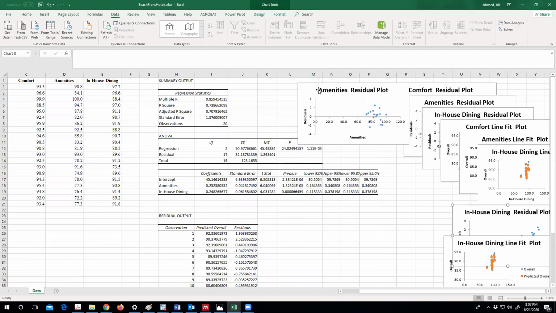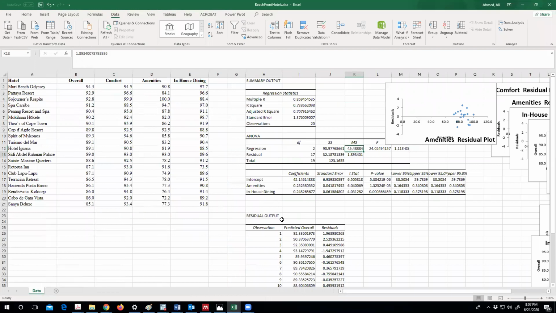how regression is interpreted. If this is our model and we have amenities and in-house dining, and there's an overall independent variable, we usually interpret it this way: a unit increase in amenities, so 1 unit or 1 point increase in this score of amenities, will increase the overall rating by 0.25 while keeping the in-house dining constant or controlled, when in-house dining is not changing at the same time.